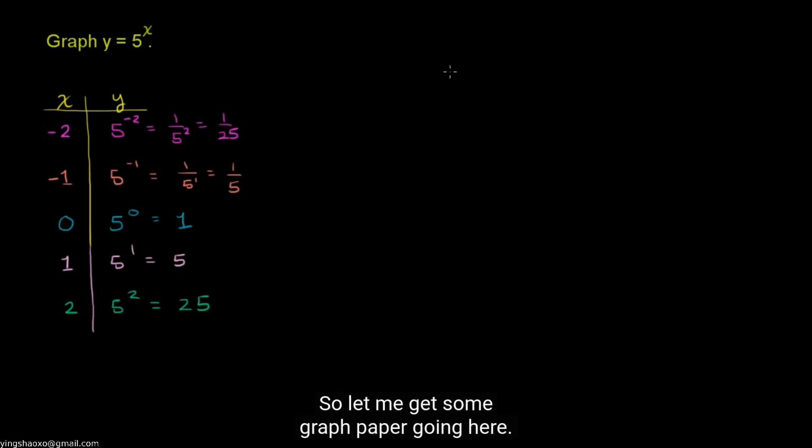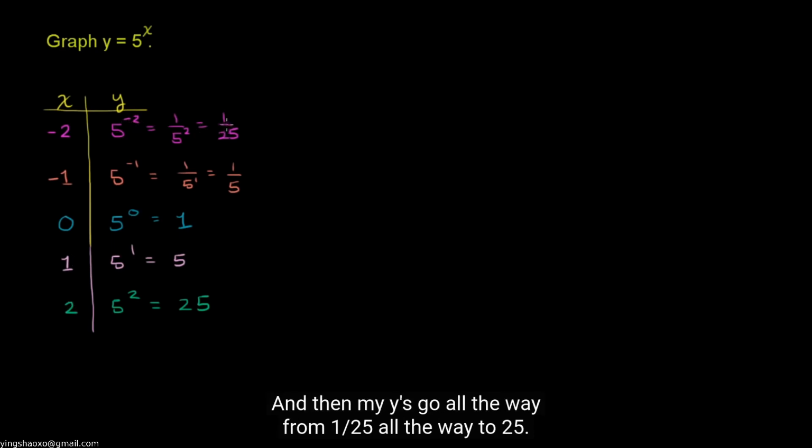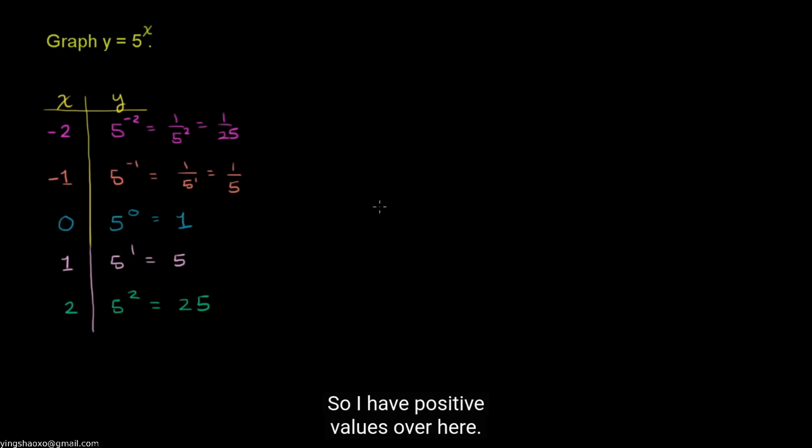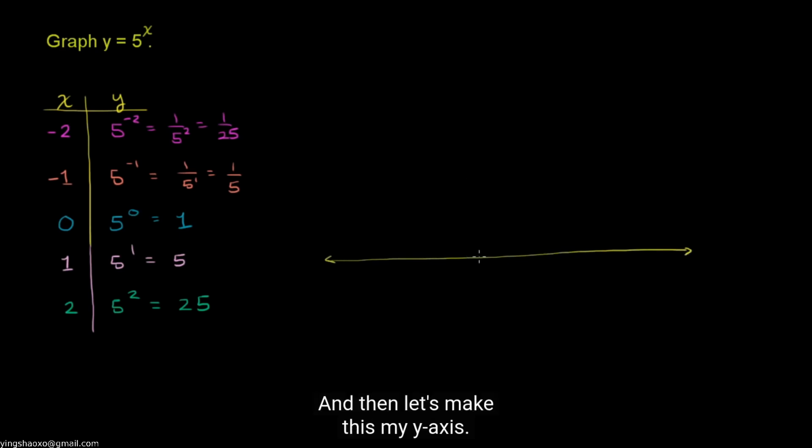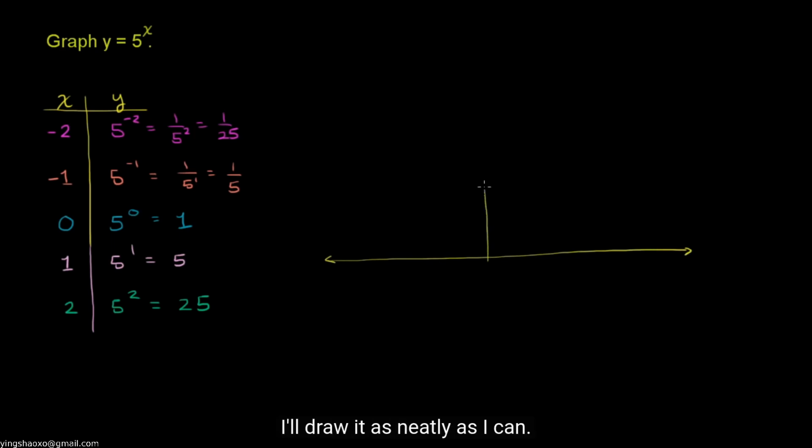So let me get some graph paper going here. My x's go as low as negative 2, as high as positive 2, and then my y's go all the way from 1/25 all the way to 25. So I have positive values over here. So let me draw it like this. So this could be my x-axis. And then let's make this my y-axis. Draw it as neatly as I can.